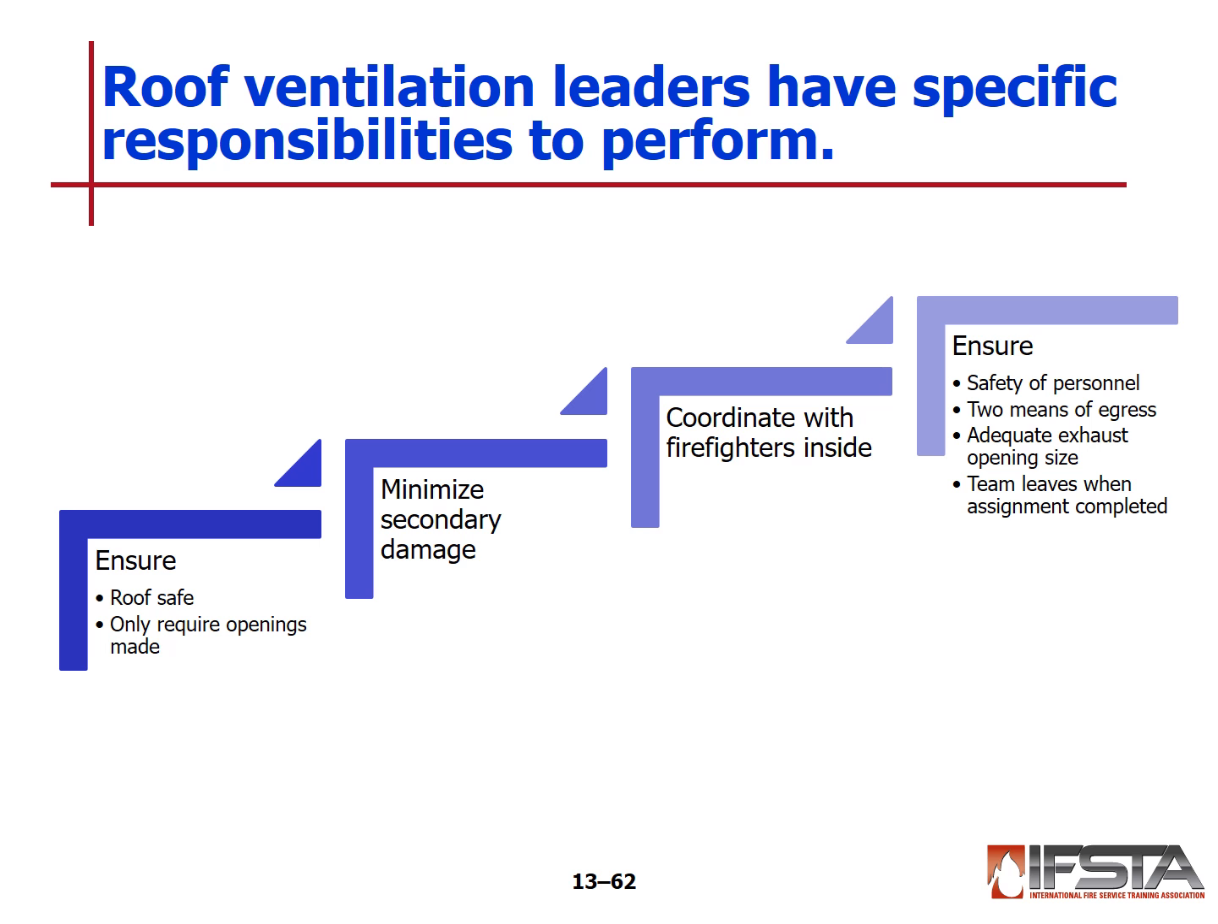They're going to try and figure out who's knocking on their helmet, and make sure we have the safety of our personnel. We have our two points of egress. The size of the opening we're going to use is going to be adequate. And as soon as we're done, we get down.